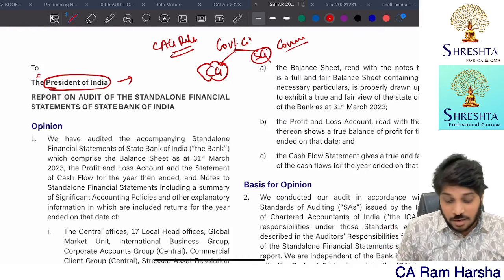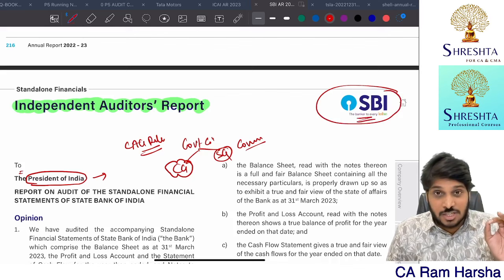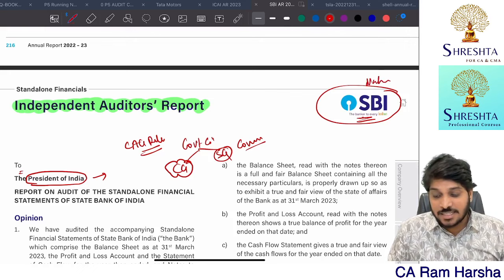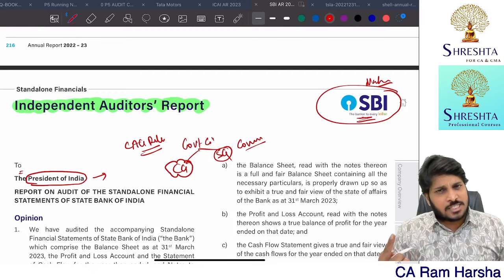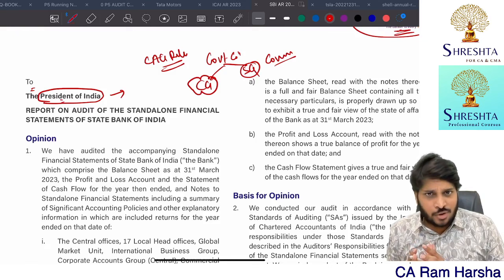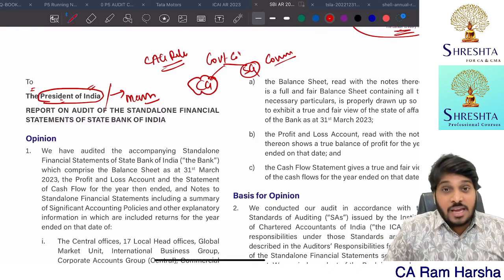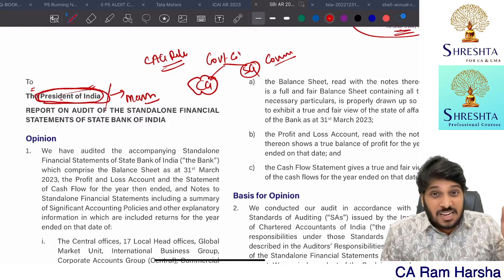That's why, remember, State Bank of India, we all know this is the largest bank in India, having a huge number of branches, ATMs, and customers. And this is a nationalized bank. Nationalized means what? Owned by government. Getting it? Which government? State government or central? Central government. That's why, to whom are we reporting? To the President of India we are reporting. Alternatively, you can also mention to members of State Bank of India Limited. Anything you can mention, not an issue. But as a customary practice, we follow for all central government companies that we report it as to the President of India.